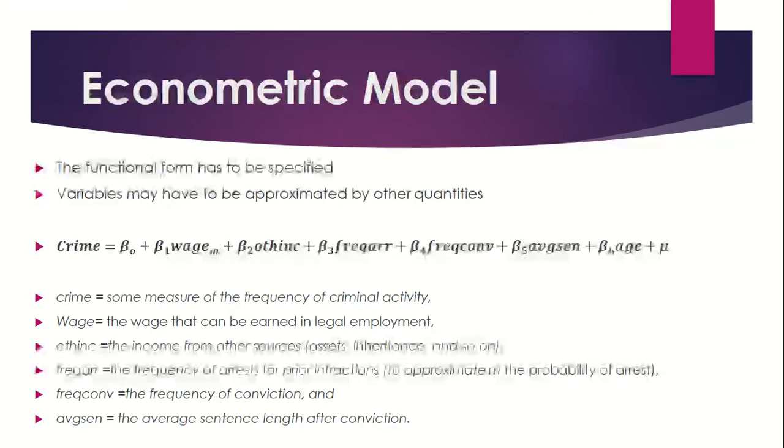The mathematical form of this equation tells you that crime is equal to some components. And here is the equation written. Crime is equal to beta naught plus beta 1 wage, minus beta 2, beta 3, beta 4, some other variable, beta 5, beta 6, and mu. This mu represents the error term.